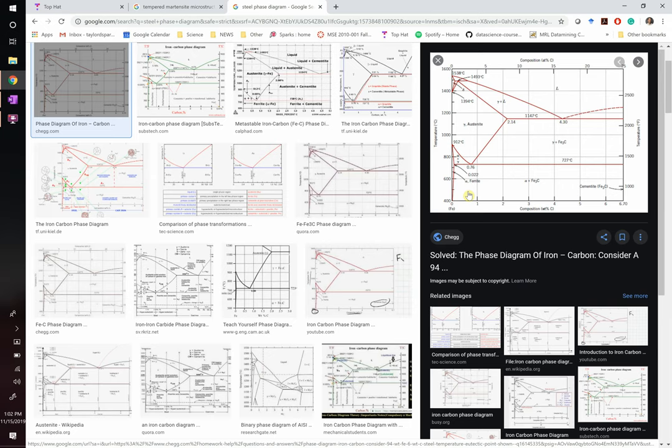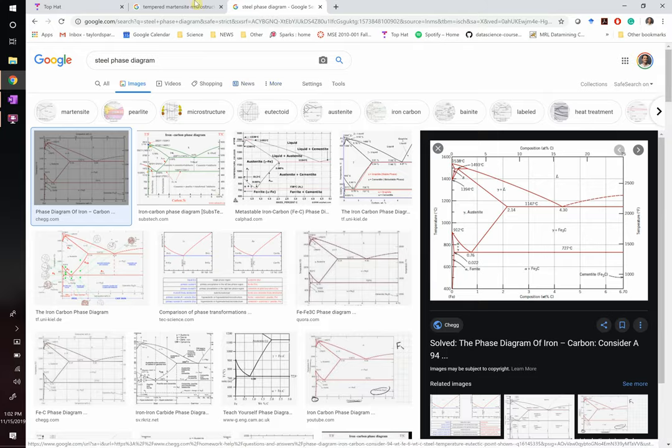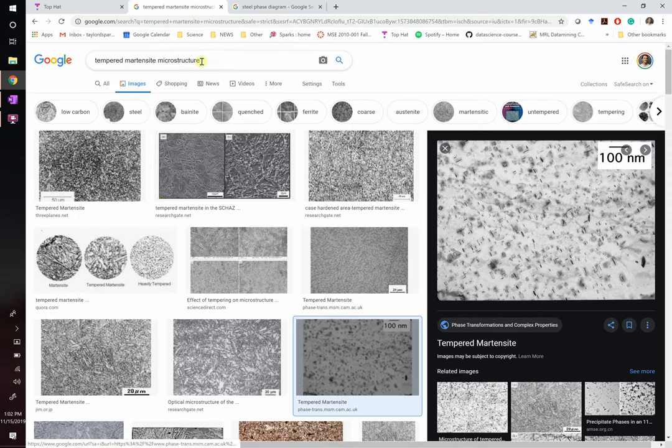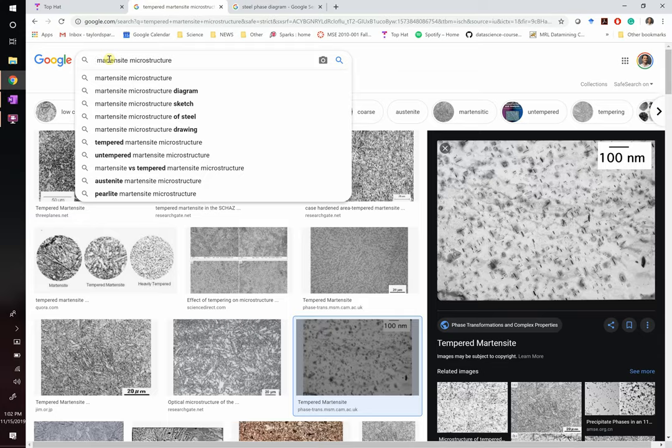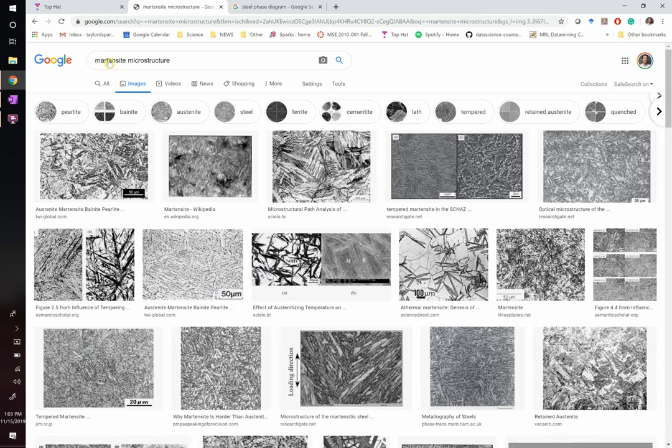Yeah, Alex? So what is just normal martensite? Let's see what it would look like. I don't think you'd see anything. It's just going to look like grains, but let's actually look. So instead of tempered, let's just look at regular martensite. It's just going to look sort of like needles.